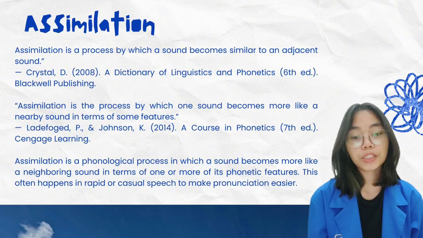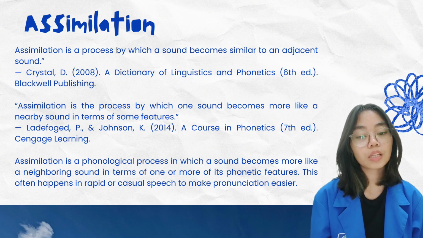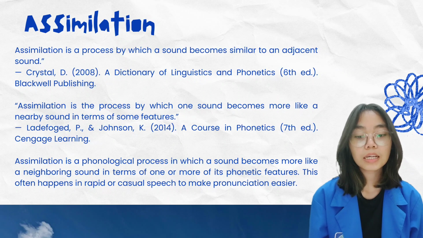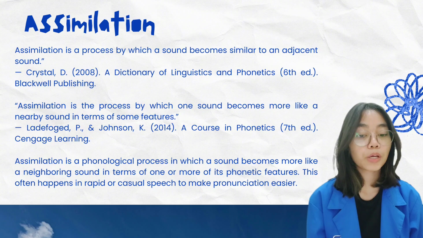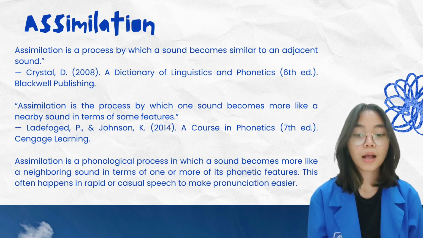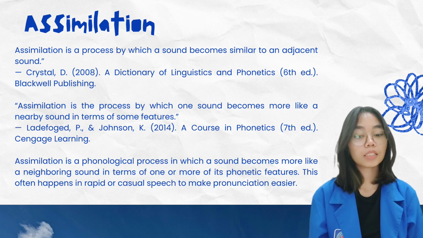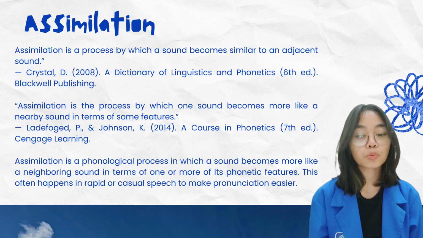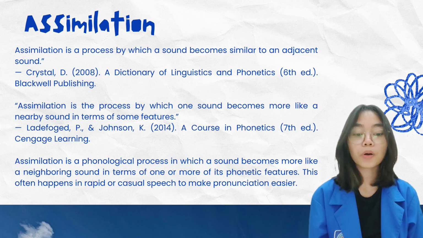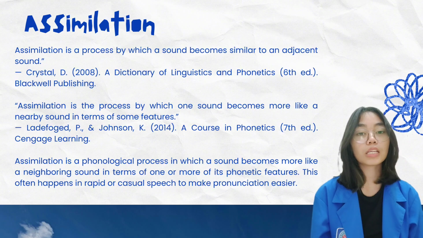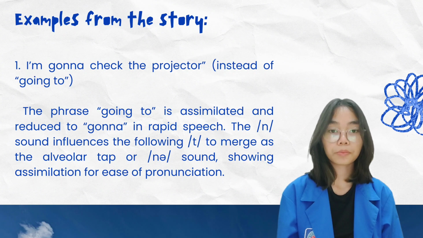So what is assimilation? Assimilation is a process by which a sound becomes similar to an adjacent sound, by Crystal. Or assimilation is the process by which one sound becomes more like a nearby sound in terms of sound features, by Ladefoged and Johnson. So assimilation is a phonological process in which a sound becomes more like a neighboring sound in terms of one or more of its phonetic features. This often happens in rapid or casual speech to make pronunciation easier. Next, there is an example from the story.